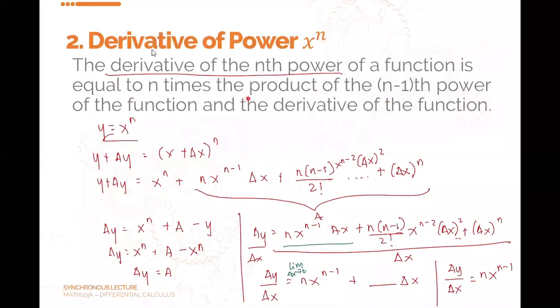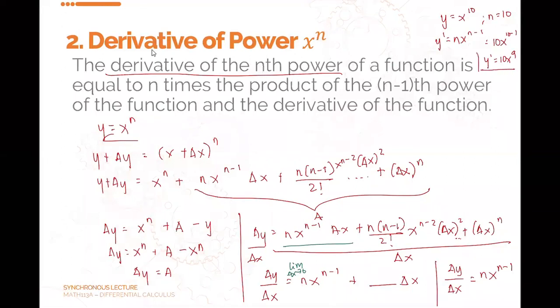So, let's say, for example, we have y is equals to x^10. That's our first example. So, our n there is equals to 10. To get the derivative, it becomes n x^(n-1), or 10x^(10-1), or y prime is equals to 10x^9.